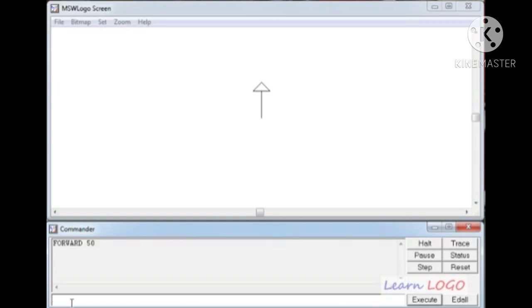Okay, the forward command is used to make the turtle move forward. We can also write FD. FD 50. Then execute the command. It again moves 50 steps forward. We can write the instruction as forward or FD. It is very difficult to write forward, so we can write FD only. FD means forward instruction. It is used to move the turtle forward.